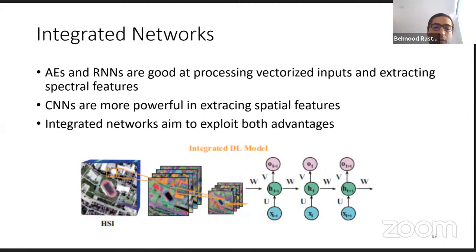In this case, for instance, see the convolutional RNN, an integrated network where you have convolutional layers, and then the RNN follows these layers.